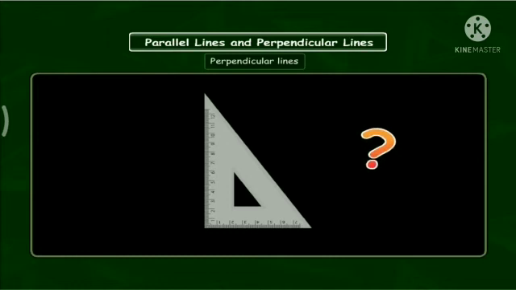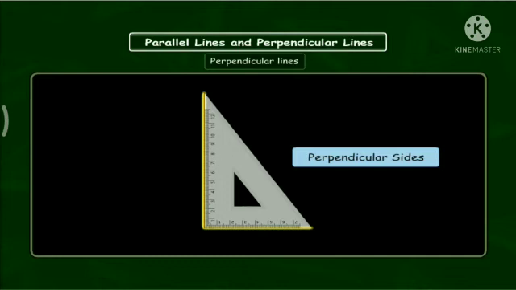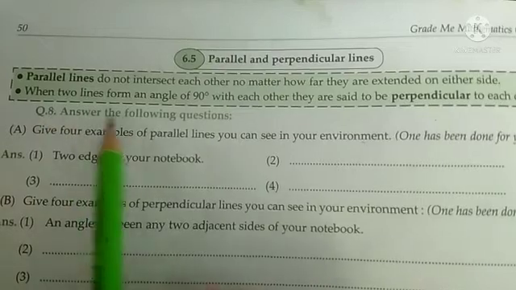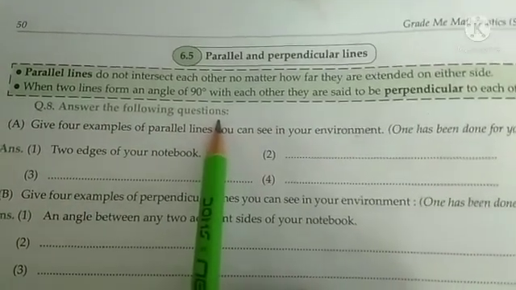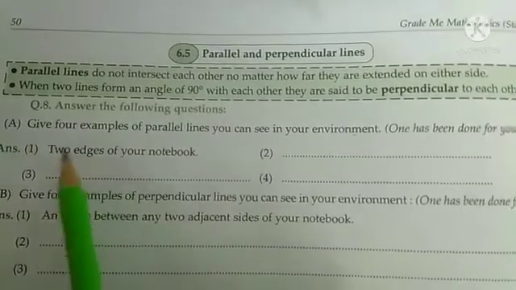The set square, again, the two edges of your set square form what? It forms a right angle, so it is known as your perpendicular sides. Now see question number 8, answer the following question. So students, here you have to answer the following question. So let's see what you have to answer.